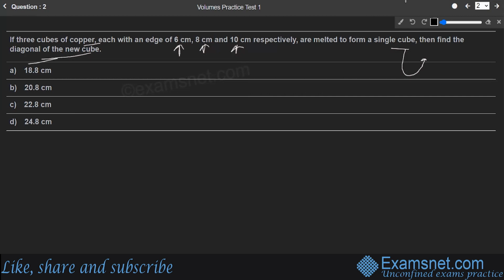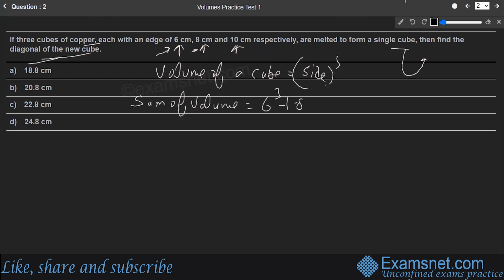So first of all, we need to find the sum of the volumes of all these cubes. The volume of a cube is given by side cube. We have three sides, 6, 8, and 10. So let us find the sum of the volumes. The sum of the volumes is going to be 6 cube plus 8 cube plus 10 cube. If we solve this further, this comes out to be 1728 ultimately. That is, 1728 centimeter cube is the volume of that single cube.